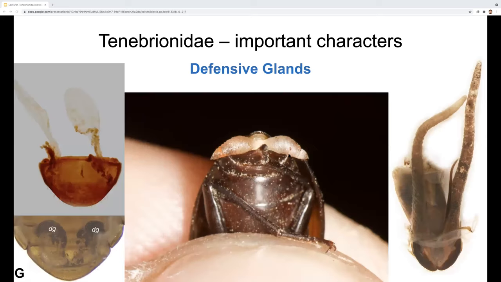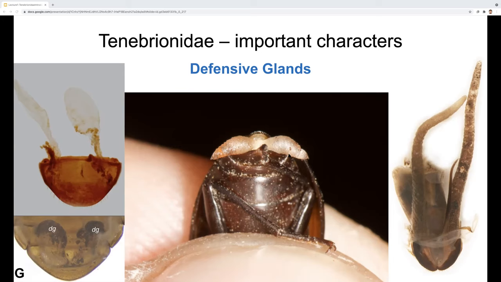And then we also want to talk about defensive glands. This is something we maybe haven't talked about so much, or I haven't talked about so much so far this lecture, but very important. Many tenebrionids are chemically defended. In fact, all of the tenebrionoid branch is chemically defended.